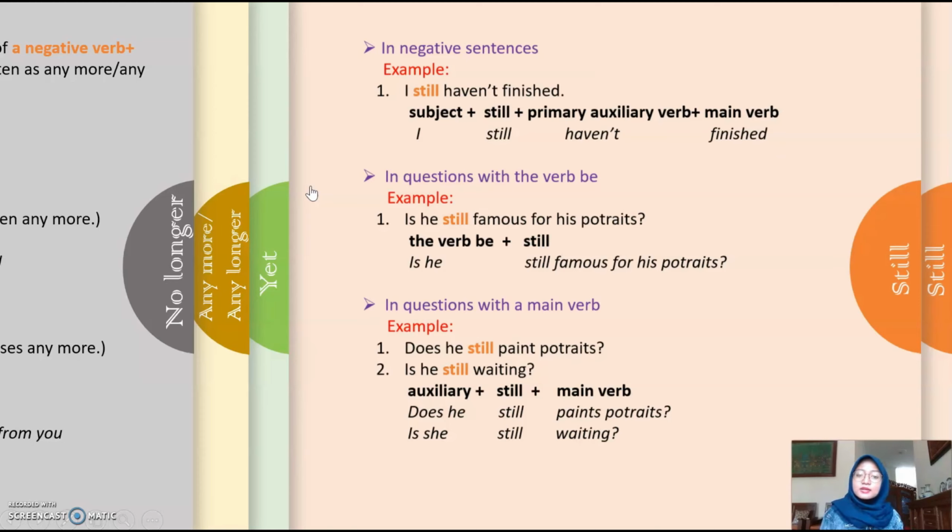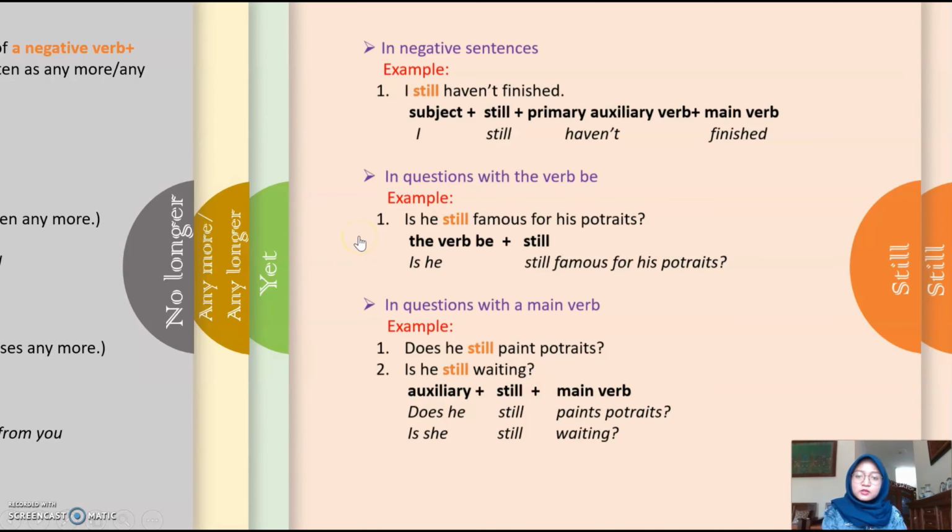Part 3, in questions with the verb be. Example, is he still famous for his portraits? In this case, we put still after the verb be. And in questions with a main verb. Example, does he still paint portraits? Is he still waiting? In this case, we put still before the main verb.